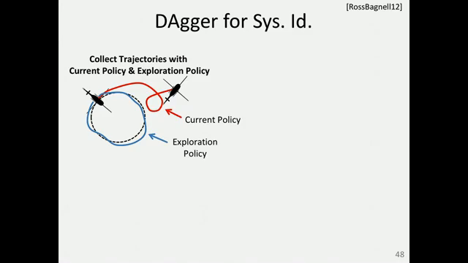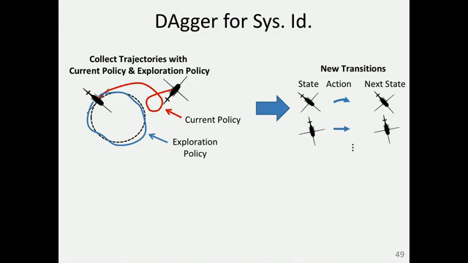One is again, this is going to end up being a dual ascent algorithm. This is called Dagger for system identification, and I'll describe it to you. What you basically do is you collect data under a mixture of two distributions. One, distributions of data where you think is close to what a good policy does, and two, under the current policy. So whatever your current policy is, you execute it and collect data.